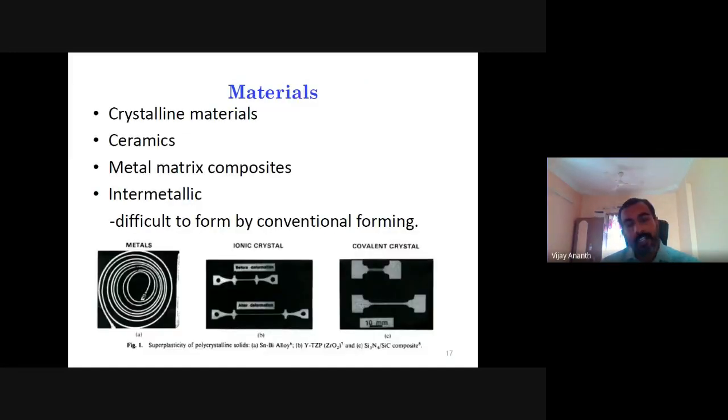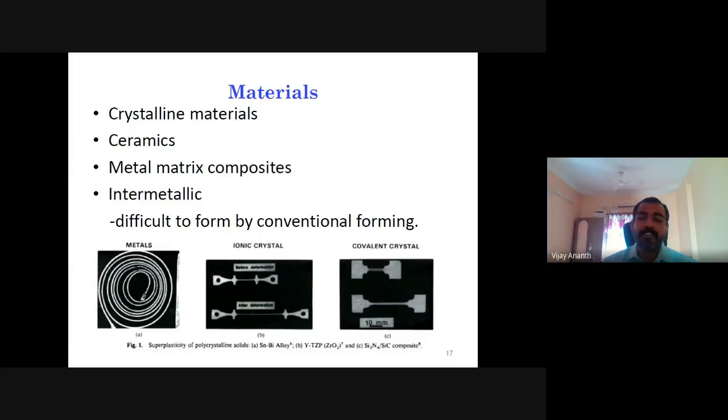The next one: we will see what materials can be formed through the superplastic forming process. The materials are crystalline materials, ceramics, metal matrix composites, as well as intermetallics. So these are all the materials that can be formed in superplastic forming.